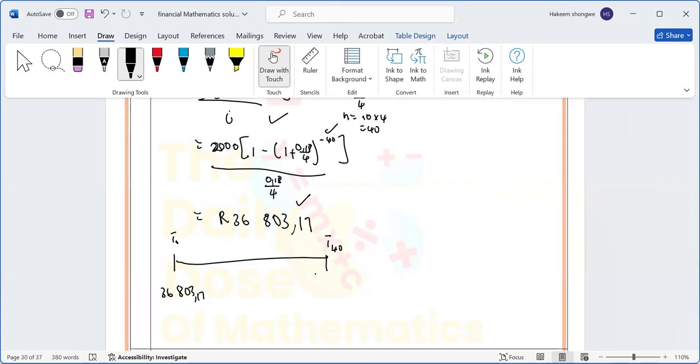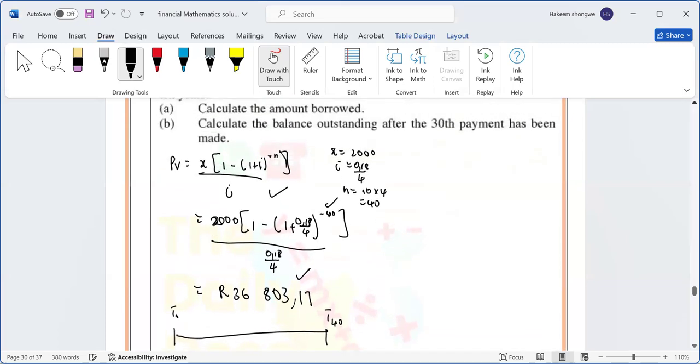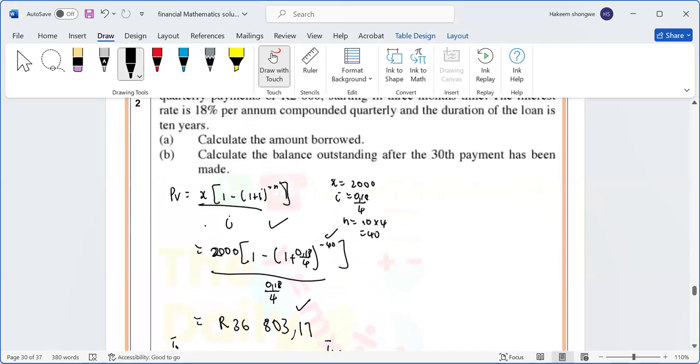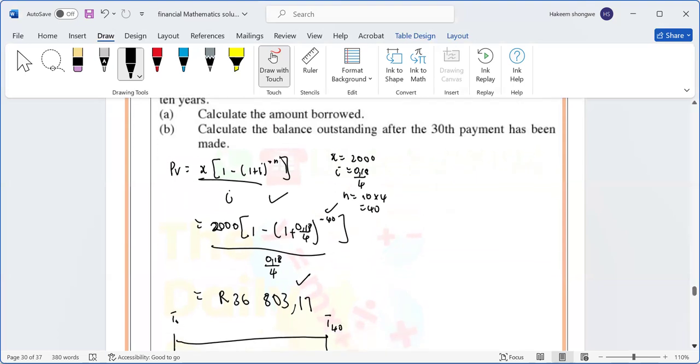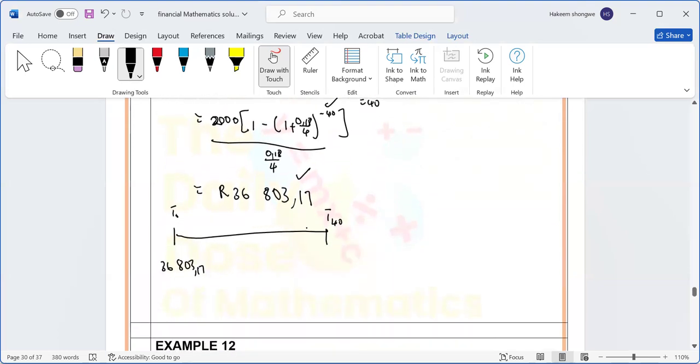Now, because we're supposed to go up until T40, look at number B. What are they saying? With number B, they say to Lerato, calculate the outstanding balance after you made the 30th payment. Just after the 30th payment, we want you to tell us what is still outstanding. How do you get the outstanding balance?